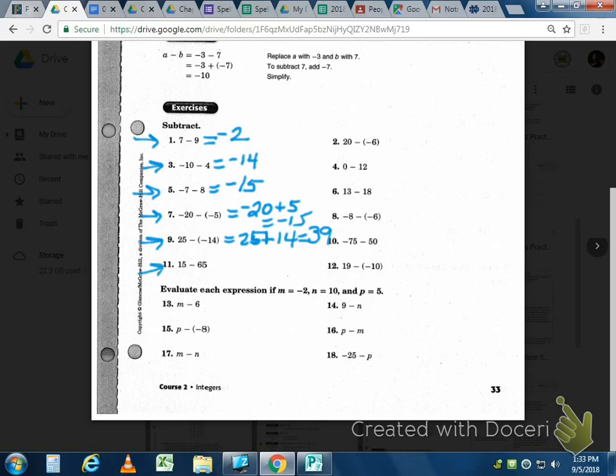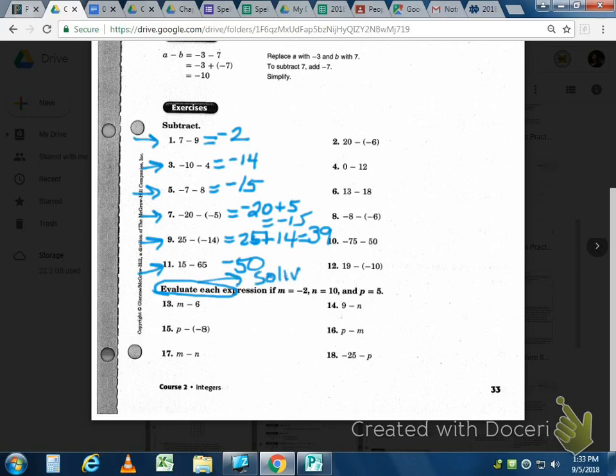Okay, on number 11, do I have to rewrite number 11? No. So number 11, I have $15, but for some reason I owe $65 to my friend, Brennan. Negative 50. Okay, these at the bottom. Evaluate. What's evaluate mean? Evaluate means to solve it.